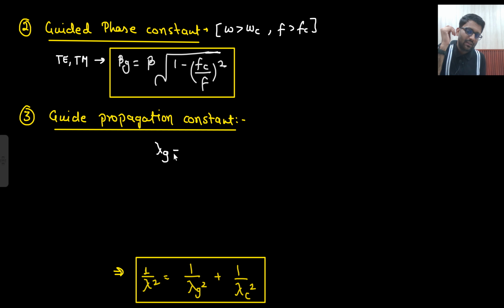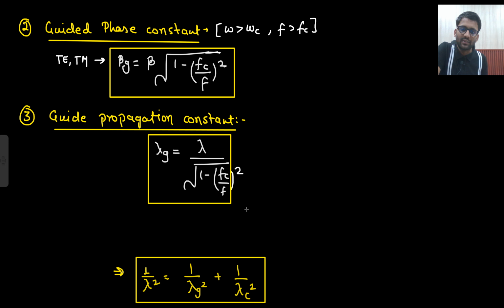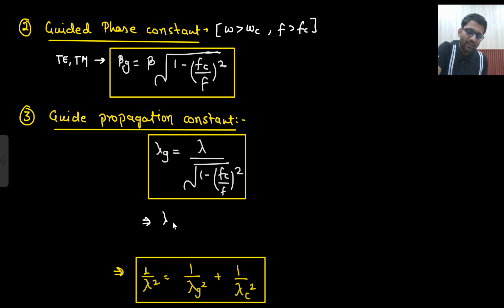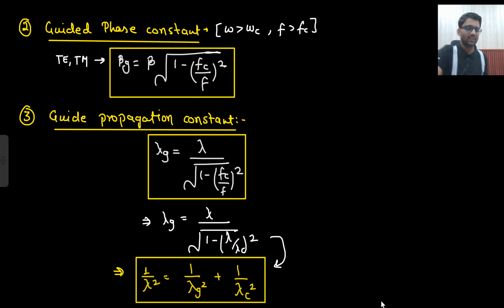And what about lambda g? Lambda g will be equal to lambda upon under root 1 minus fc by f whole square. So this will be your lambda g. Or you can write lambda g as lambda upon under root 1 minus lambda upon lambda c whole square, because lambda is inversely proportional to f. And when you solve this, you get the same thing. So this expression is ditto the same.